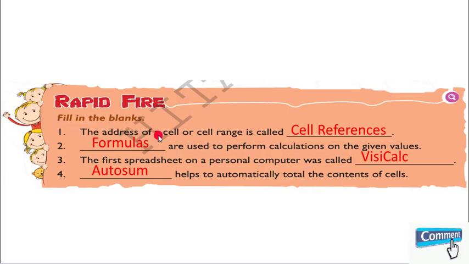First one, the address of a cell or a cell range is called cell references. Second, formulas are used to perform calculations on the given values. Third one, the first spreadsheet on a personal computer was called VisiCalc. And fourth one, AutoSum helps to automatically total the contents of cells.